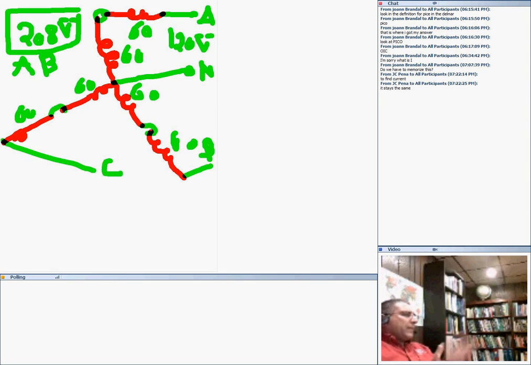How do you get 208 from 120? That has to do with the way the three-phase system works. So I don't want to confuse you. Don't look at the 208. Just look at the 120 to neutral now. Characteristics of the three-phase system.